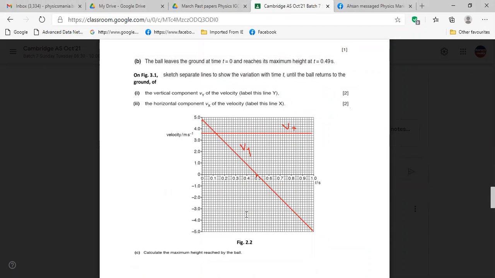Yes, sir. 0.48 is your height, then base is 0.49. Half into base into height will get your maximum height. Yes, sir.